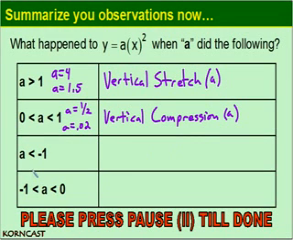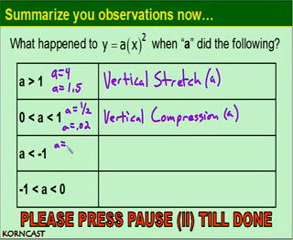What happened to our graph when our A value was less than -1? For example, let's say our A value was -5, or our A value was -1.2. Well, we would get a vertical stretch and a reflection.